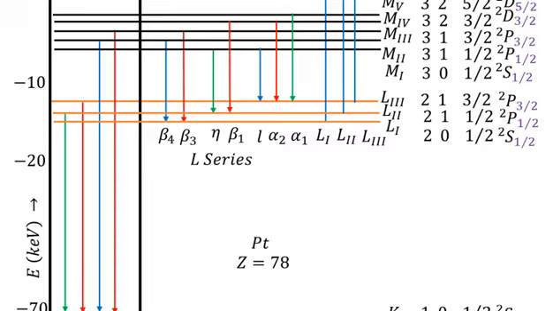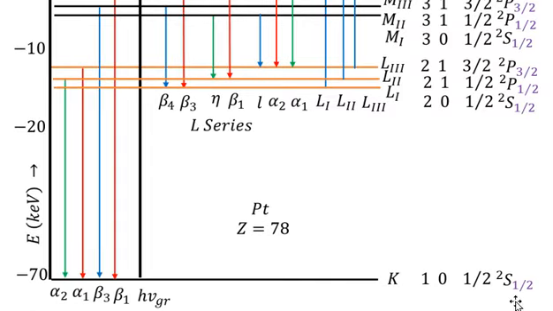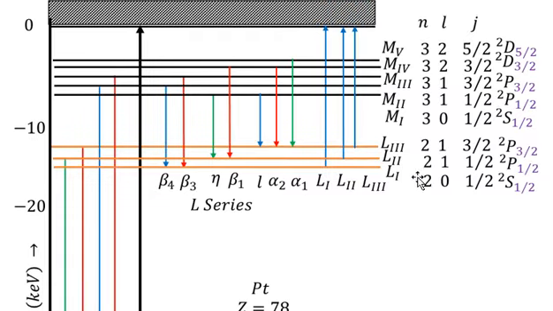So all the transitions from the higher levels to the K level, the base level, will form a K series. And all the transitions from the higher levels to the L1 level will form the L1 series. And from the higher levels to the L2 will form the L2 series. Similarly, the transitions from the higher levels to the L3 level will form the L3 series. And the maximum energies corresponding to these L1, L2, L3 levels will be referred to as the L1 edge, L2 edge, and L3 edge respectively.